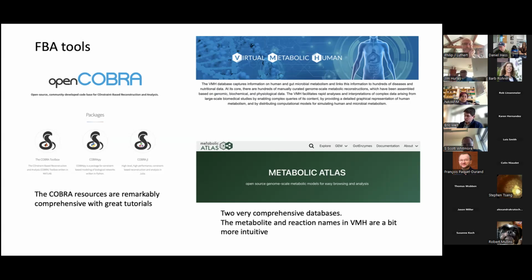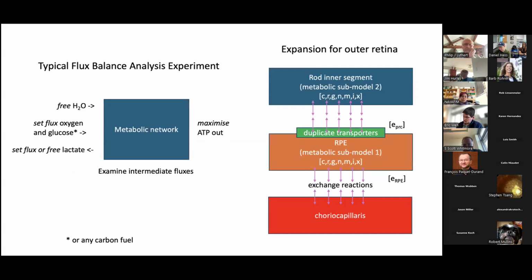So a typical flux balance analysis experiment would be shown diagrammatically on the left. You have your metabolic network that's defined by the stoichiometric matrix. And you can, for instance, set oxygen, glucose flux. It could be any carbon fuel. Need to make sure that water can go in or it doesn't work. And you could equally set fluxes for efflux.